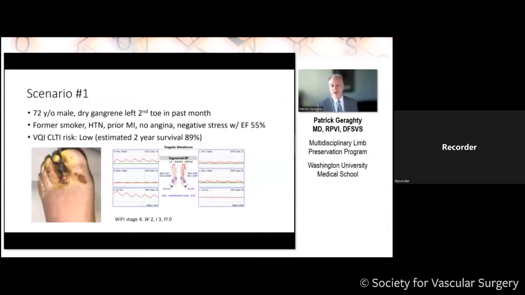So let's begin to apply this to today's scenario. We have a 72-year-old male, dry gangrene in the left second toe. He's a former smoker, no active cardiac risk factors, a recent negative stress test, overall a low to normal risk patient for intervention. As we see here, he is a WIfI stage 4 with a wound 2, ischemia 3, and foot infection 0.